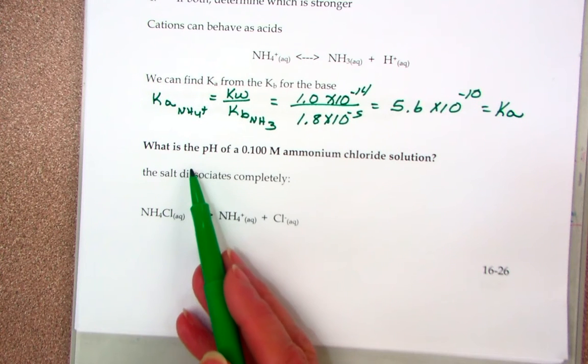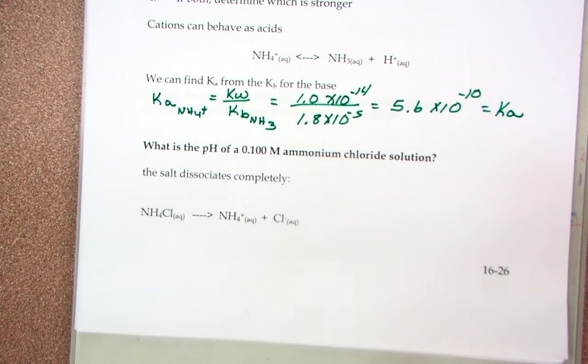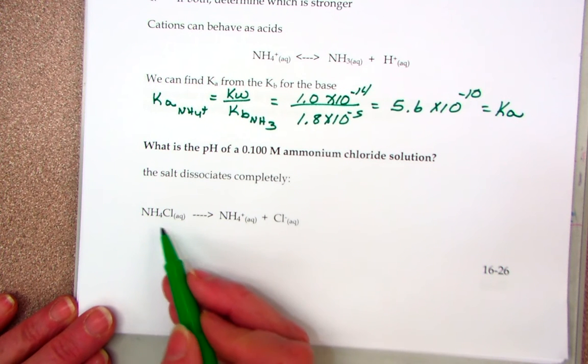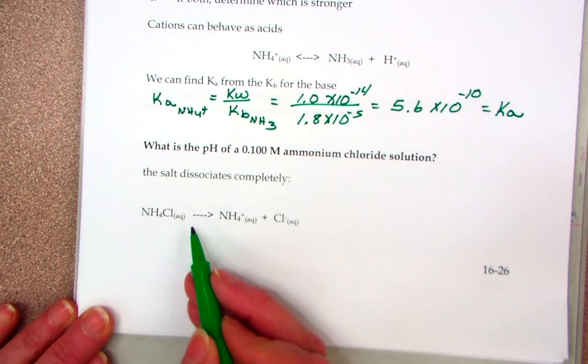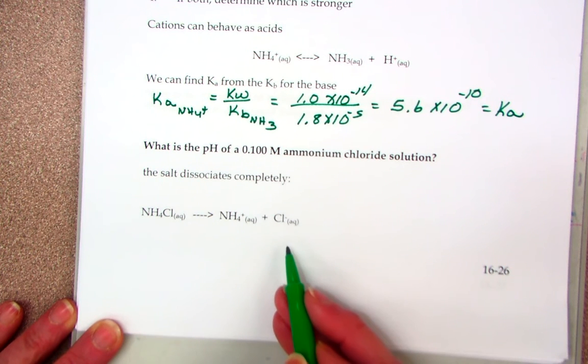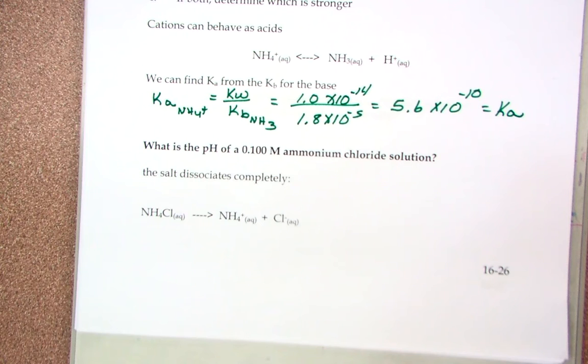So let's look at a typical problem now. What's the pH of a 0.1 molar ammonium chloride solution? Well, this goes back to your nomenclature for Chem 111. So the first thing we do is write the proper formula, ammonium chloride, NH4Cl. This breaks apart in a one-way street to make the ammonium ion and the chloride ion. Those two ions are now floating around in solution.